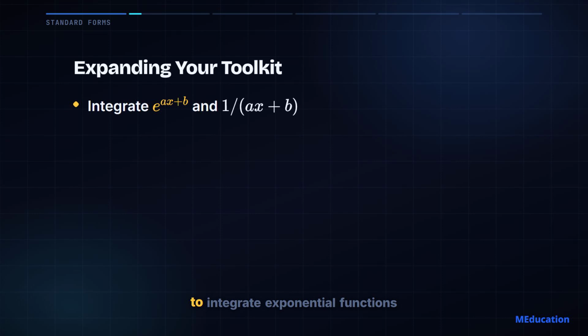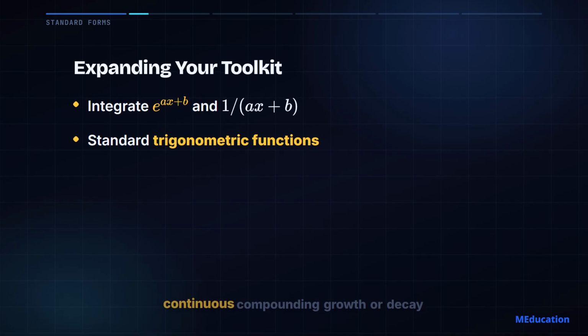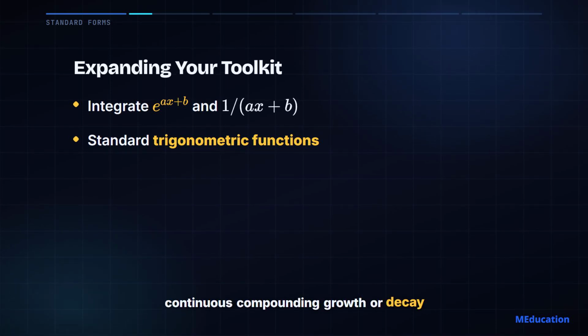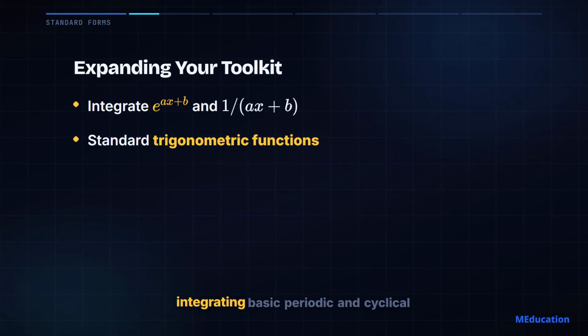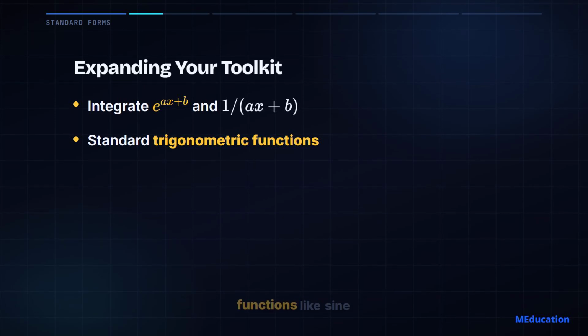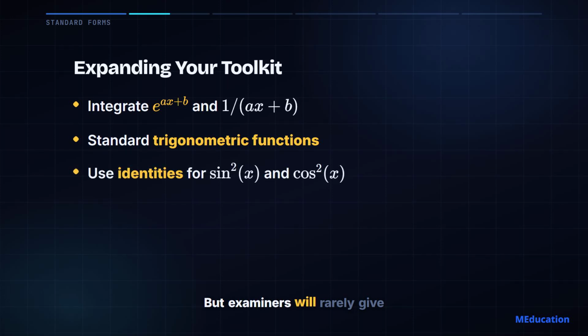First, you will learn how to integrate exponential functions, which are essential for modeling continuous compounding growth or decay. Then we move to standard trigonometric functions, integrating basic periodic and cyclical functions like sine, cosine, and secant squared. But examiners will rarely give you these standard forms directly. You will frequently face squared trigonometric functions like sine squared x. You cannot integrate these directly using a basic power rule.